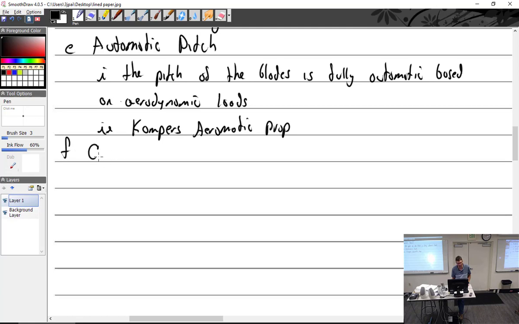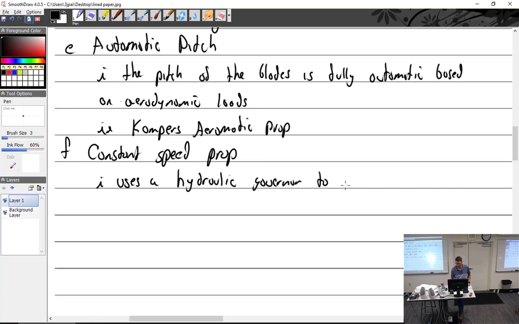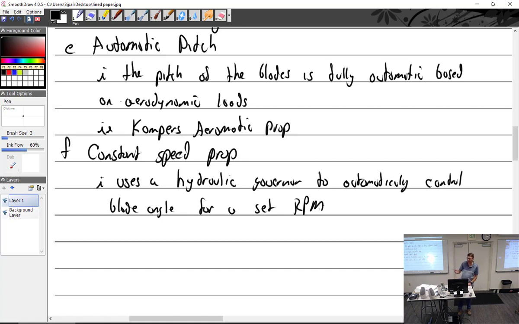Then there's the constant speed, which is, I guess, the latest generation of props. It uses a hydraulic governor to automatically control blade angle for a set RPM. You set the RPM, and the blades are going to do what they're going to do to keep that RPM.